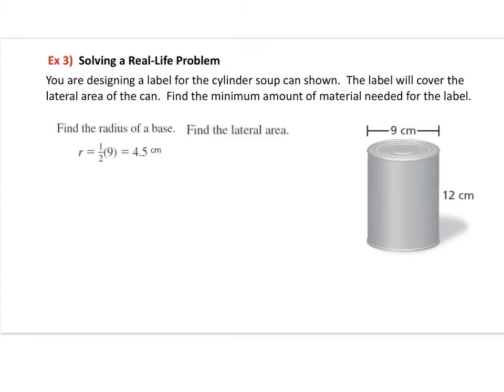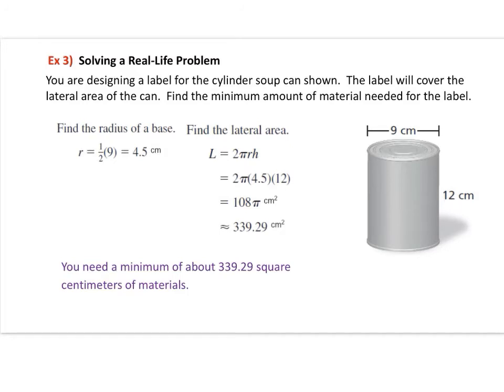Next, we would want to find the lateral surface area. So lateral surface area is 2 times pi times radius times height of cylinder. So next you would substitute your values, 4.5 in place of r and 12 in place of h. Exact would be 108 pi. And typing 108 pi in the calculator gets you 339.29 centimeters squared. So you need a minimum of about 339.29 square centimeters of materials.